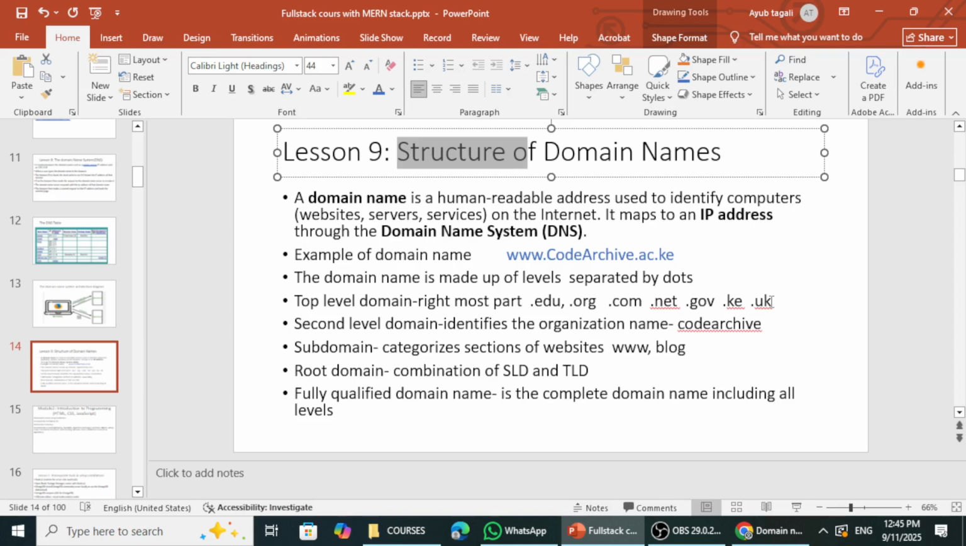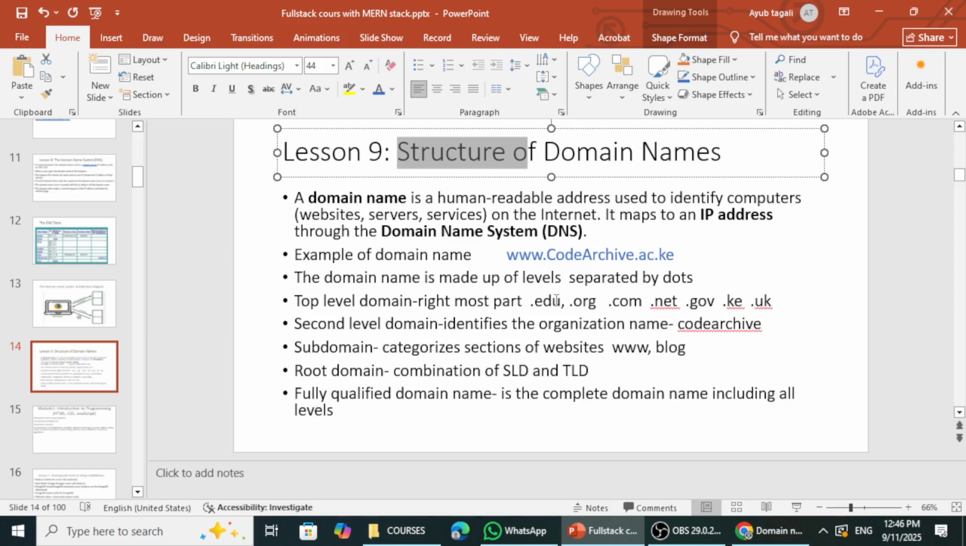For example, UK represents the country code of the United Kingdom, KE represents the country code of Kenya, GOV represents the government, NET is a network, COM is a commercial website, ORG is a website for an organization, and EDU is a website for education.